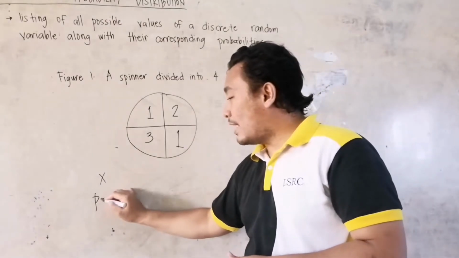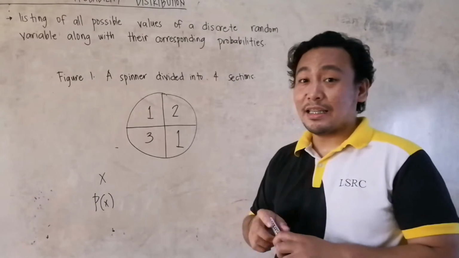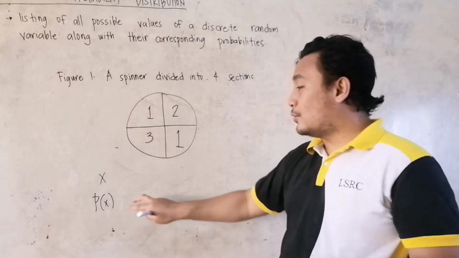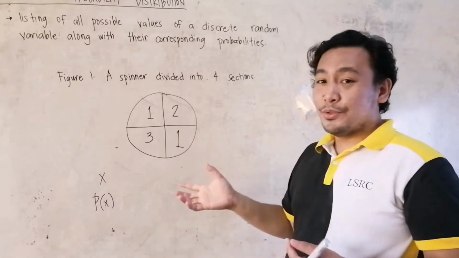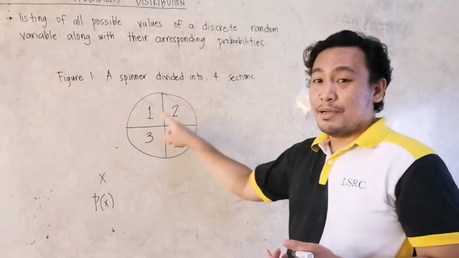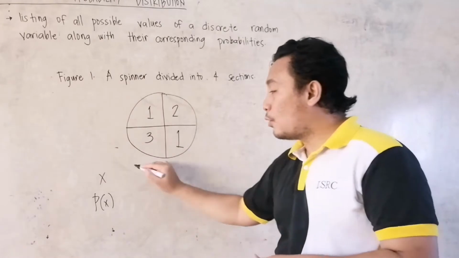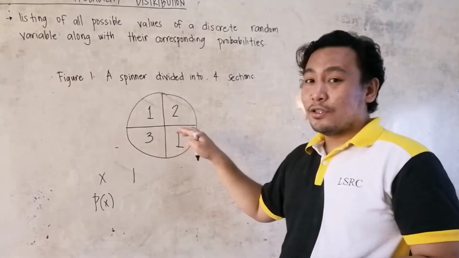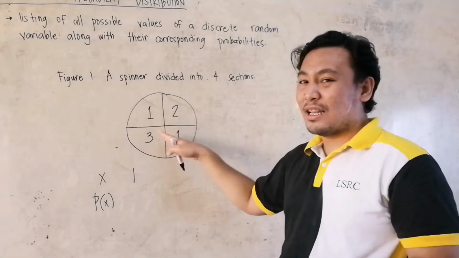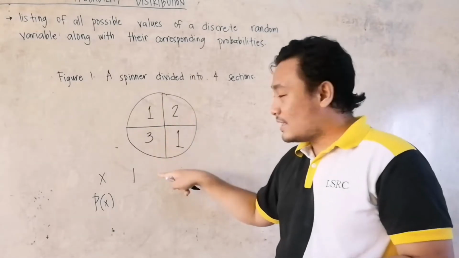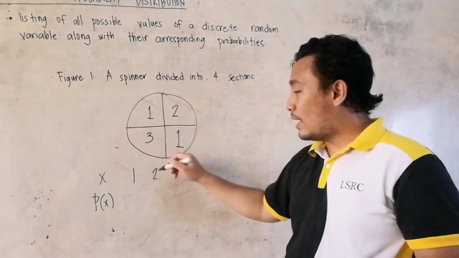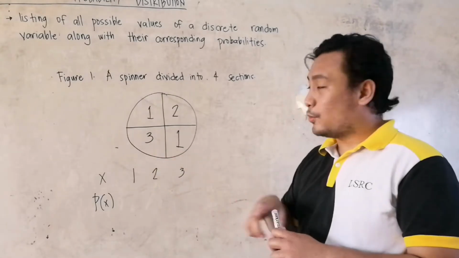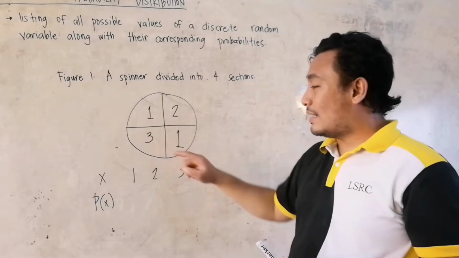So, P of x, ito yung probability natin. So for example, ano-ano yung x natin, ano-ano yung laman ng spinner na yan. So we have 1. So kahit na 10 yung yan, kahit 2 yan, kahit 3 yan, 1 pa rin yan. So lagay natin dyan 1. We also have 2. We also have 3. So we have 1, 2, and then 3.